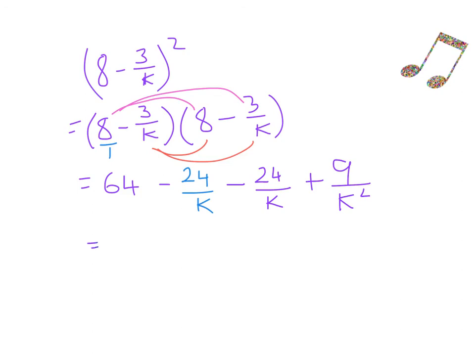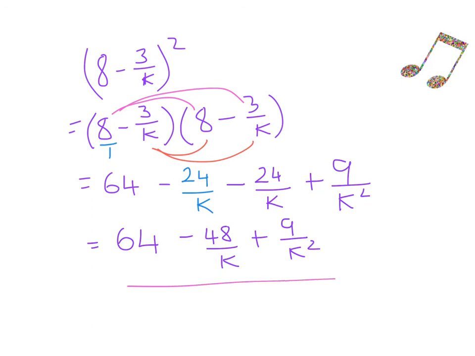And then we'll just put those together. So 64, and I've got minus 24 over k, minus another 24 over k. So altogether I've got minus 48 over k. And I'm adding on 9 over k squared. And in this instance, we're just going to leave that there.